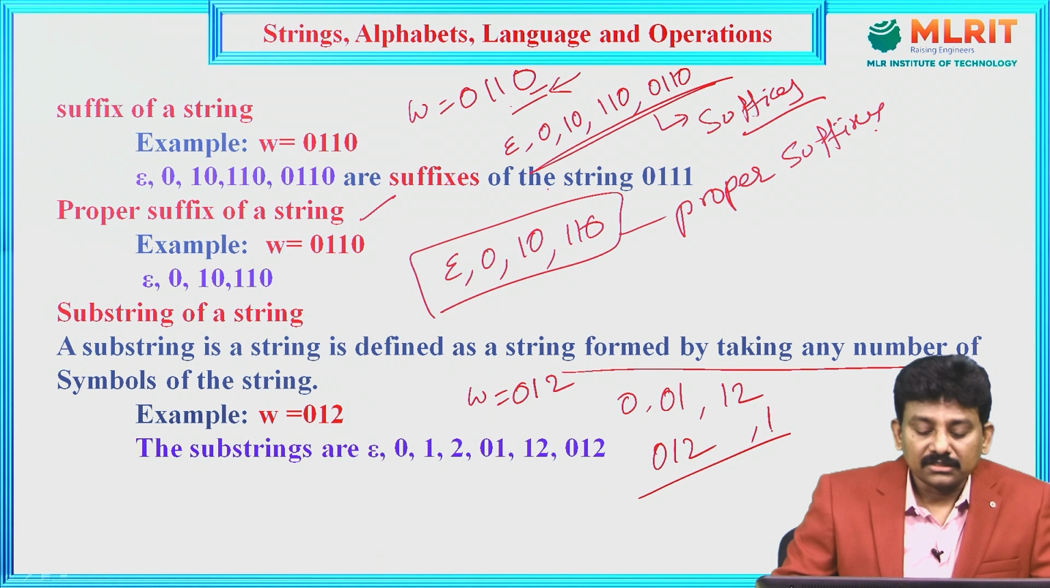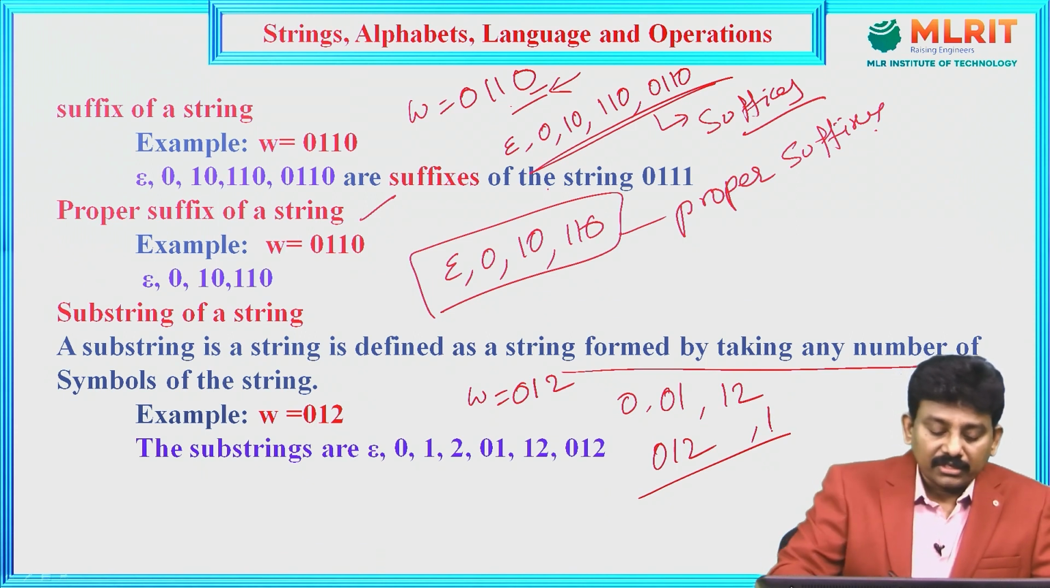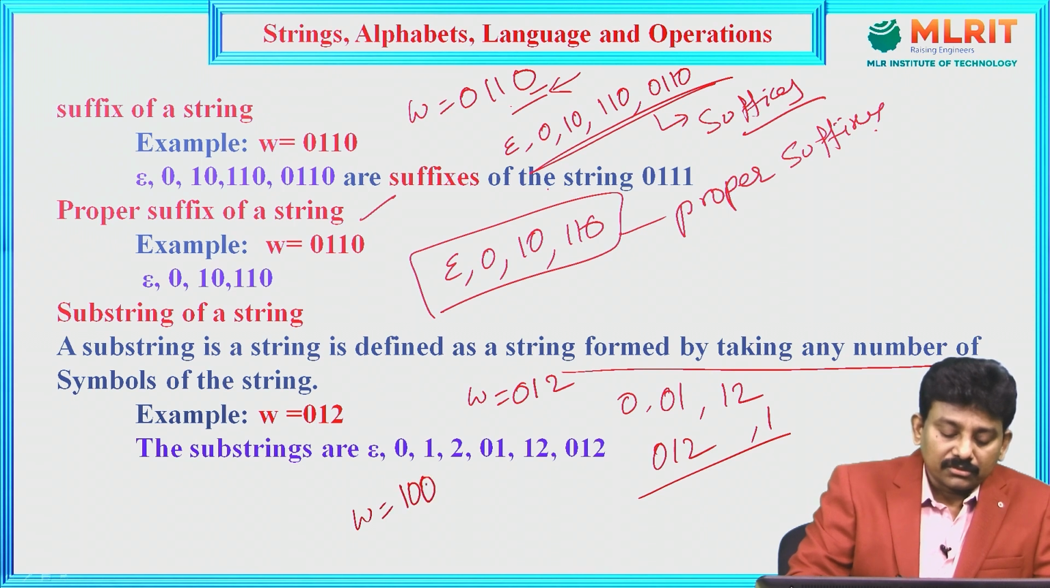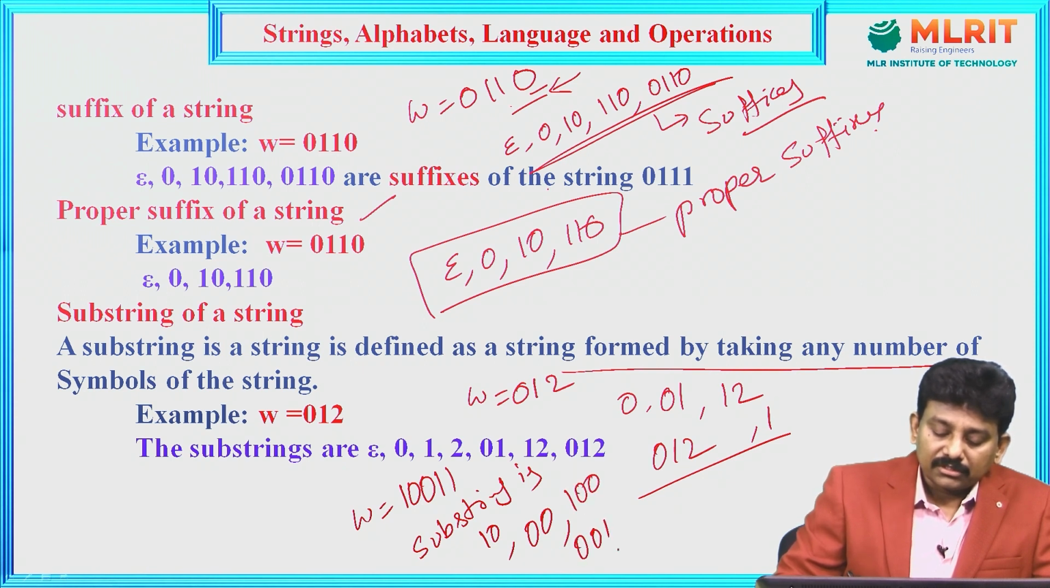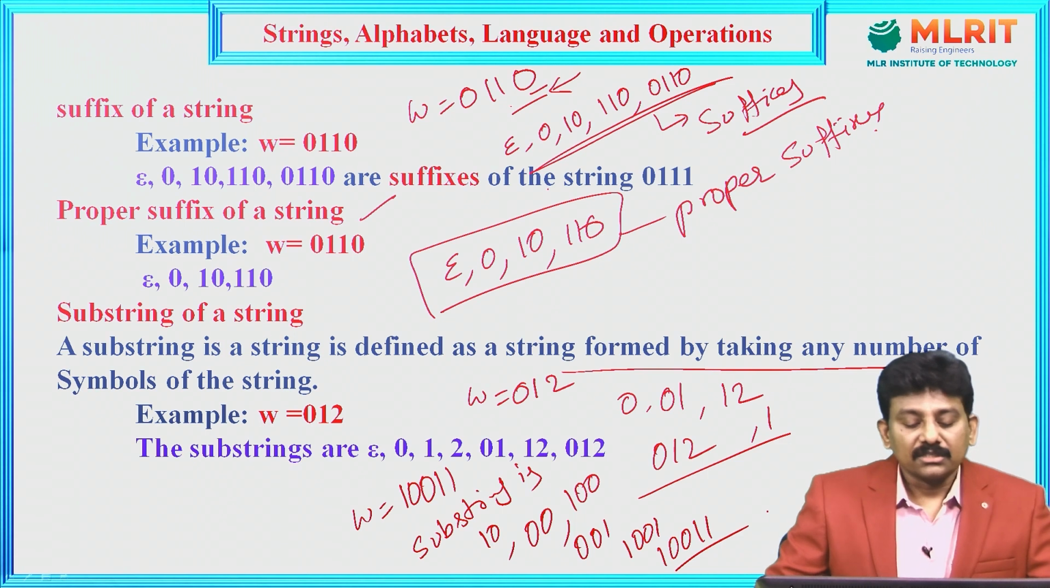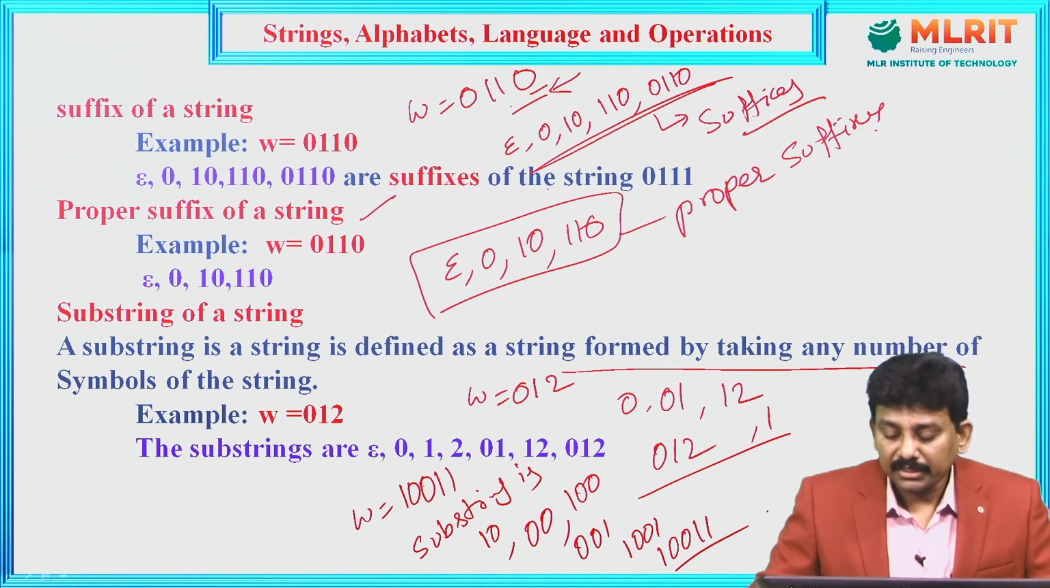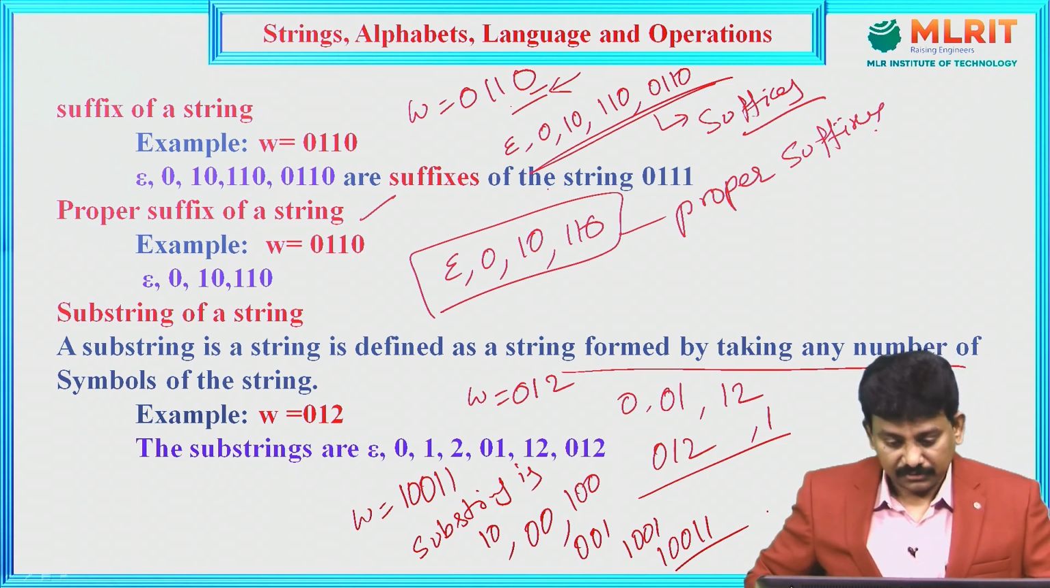A substring is defined as a string formed by taking any number of symbols of the string. For example, W is equal to 1 0 0 1 1. Substrings are 1 0, 0 0, 1 0 0, 0 0 1, 1 0 0 1, and 1 0 0 1 1 is also a substring. A substring is a string formed by taking any number of symbols from the string.